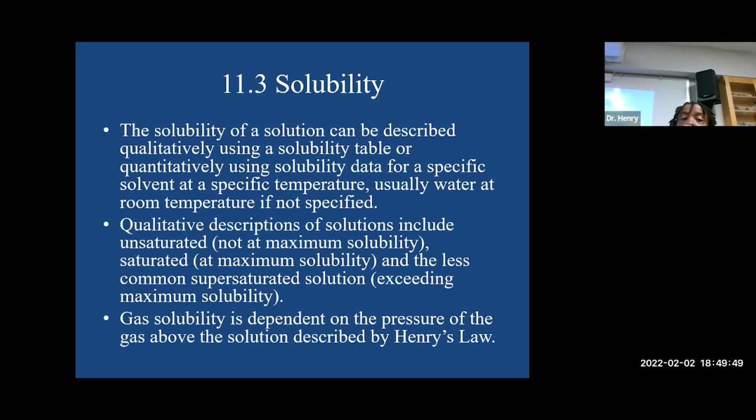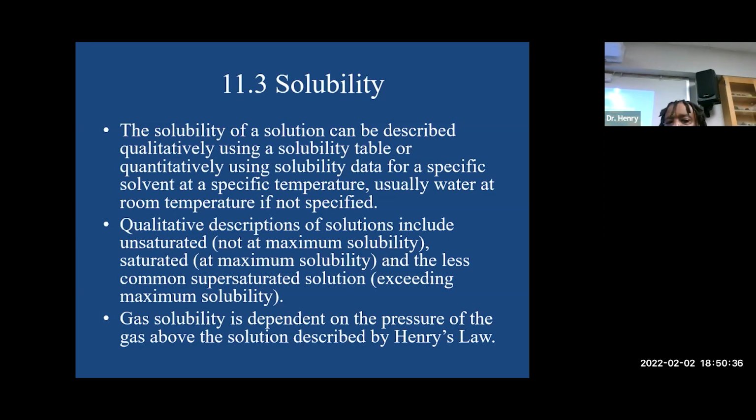So qualitatively describing solutions include whether it's unsaturated, right? Unsaturated basically means that it's not soluble, right? Saturated basically means that... okay, so what do I mean by that? Because you guys have heard of saturated fats and unsaturated fats. Saturated fats basically means that you put in all of the hydrogen so that there are no double bonds. So in other words, you're taking up all of the space that you could possibly take up without precipitating, right? So that would be saturated. Unsaturated means that there's a lot of space that is available, right?